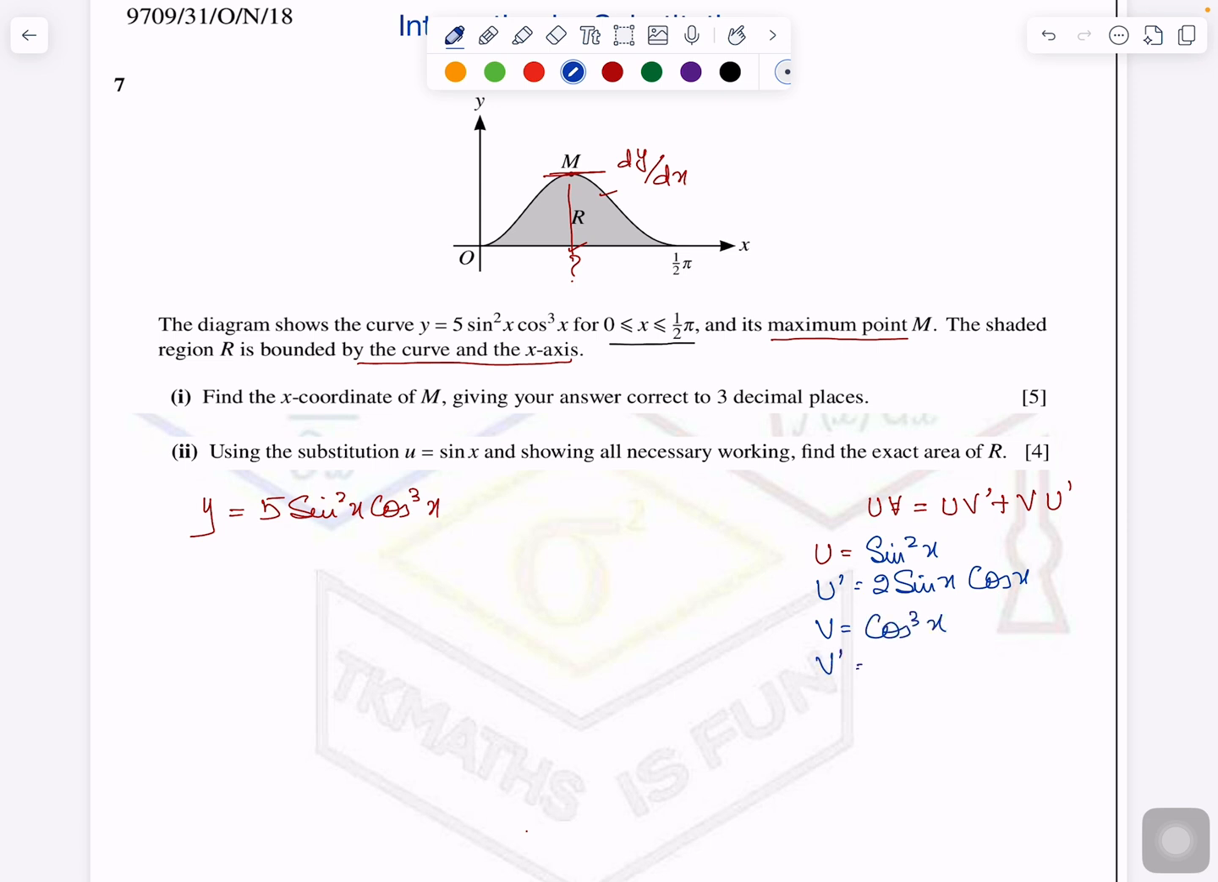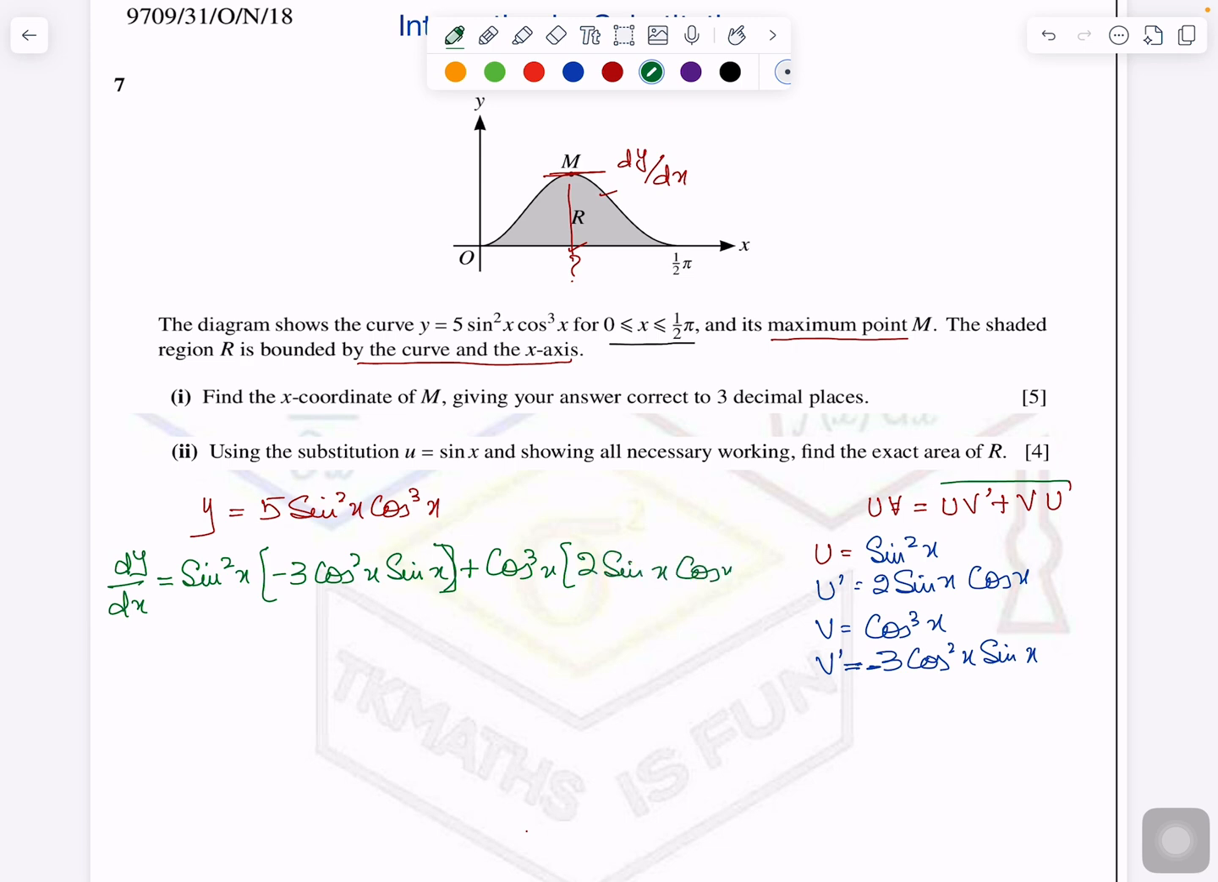So the differentiation of v will be 3 cos square x times sine x, and the sine x will be negative because the differentiation of cos x is negative. So I am putting a minus sign here, right? So now let's substitute it here. dy over dx equals, I'm basically substituting it in this formula now: u, v, differentiation of v, plus v times differentiation of u.